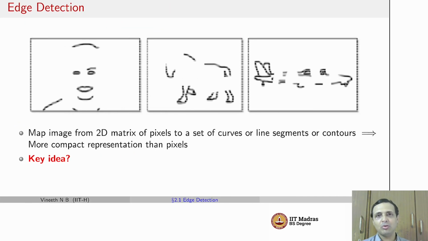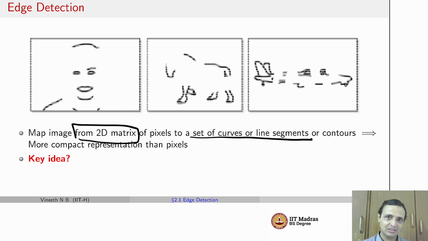The idea of detecting edges in an image is about mapping the image from a 2D matrix to a set of lines or curves on the image. In a sense, these curves or lines, or what we call edges, are a more compact representation of the image. Why is this representation important?